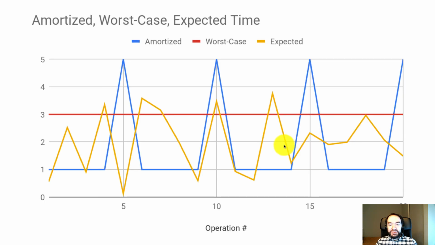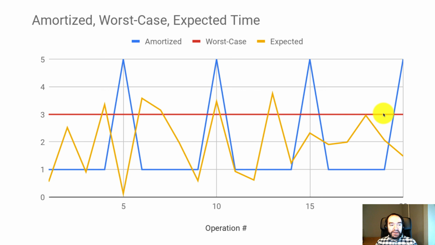So here's how you might visualize these as a graph. So the red line is showing what a constant worst case time situation would be. So this is the same graph we had earlier, but with an additional line on it. So the vertical axis is time. The horizontal axis is how many operations we've performed. So the red line is constant. Every single operation is 3 units of time without fail.